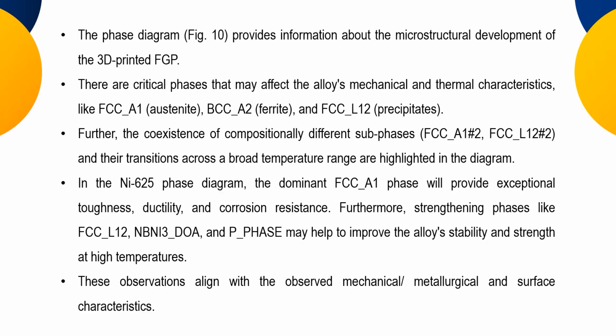So when we specifically see this phase diagram for nickel 625, what we observed is that there is a dominance of FCC A1 phase, which is basically responsible for exceptional toughness, ductility, and corrosion resistance. So what I need to understand is why I am getting a better result in vitro. So that basically we correlate with this. Why am I getting exceptional toughness, why am I getting a better, let us say, strain, why am I getting more ductility? So which particular phase is responsible?